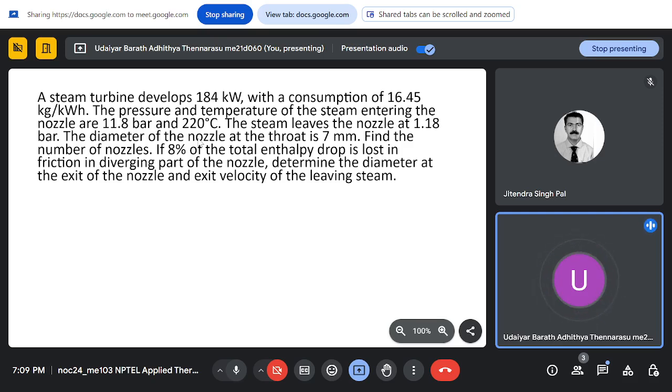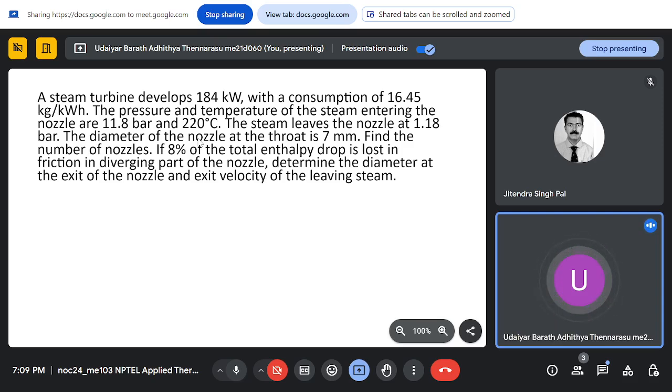So, there is too much stuff which is given here. We will break it down step by step. What is given is there is a steam turbine and we know the power which is generated, given as 184 kilowatt, and to develop that 184 kilowatt, the steam consumed is 16.45 kg per kilowatt hour. So, for generating 1 kilowatt hour of work, the turbine consumes 16.45 kg of steam.